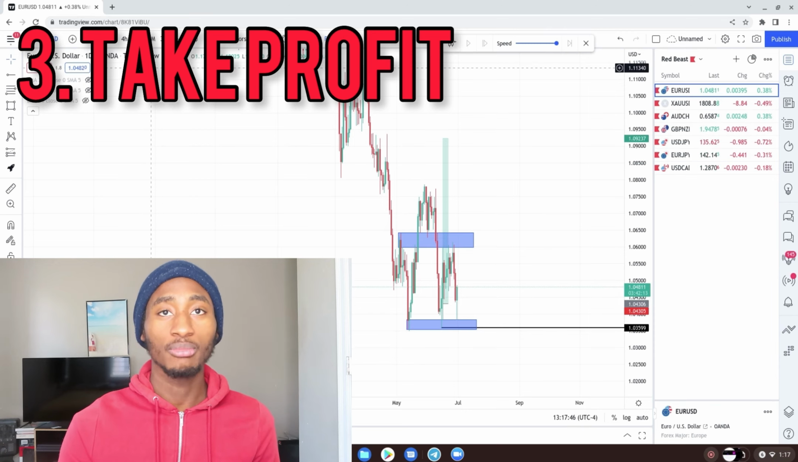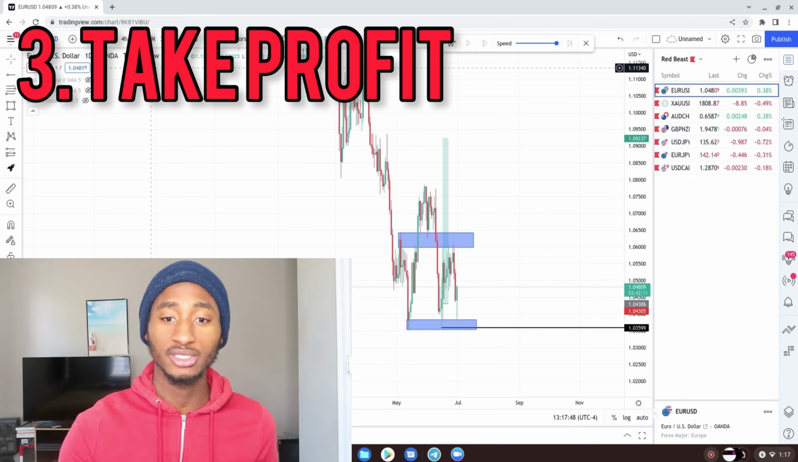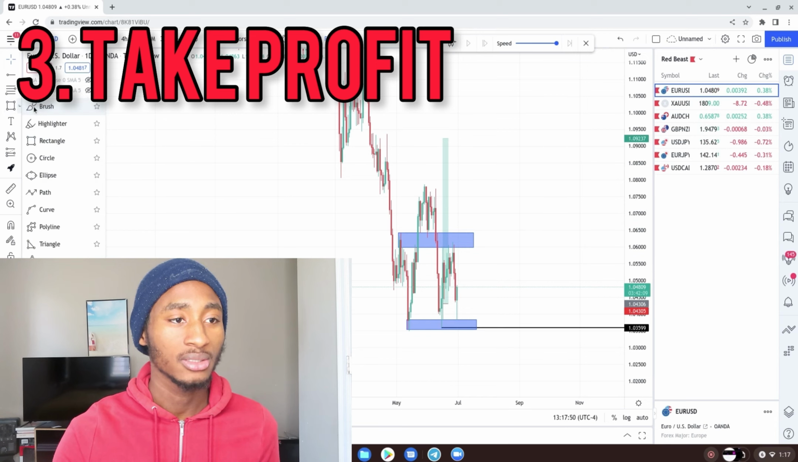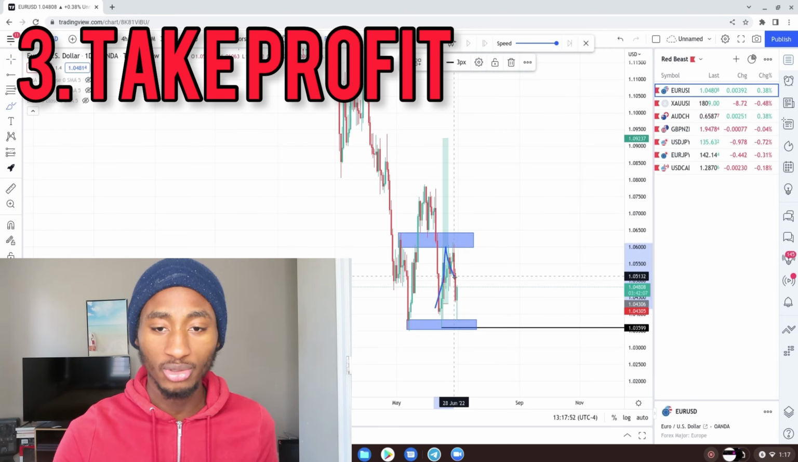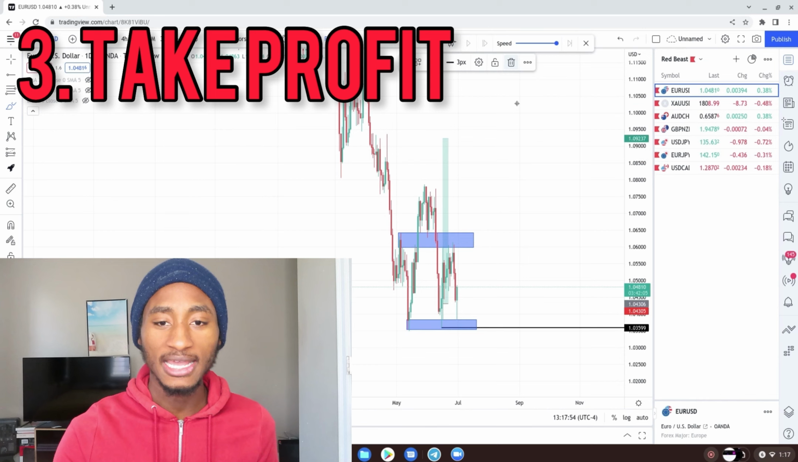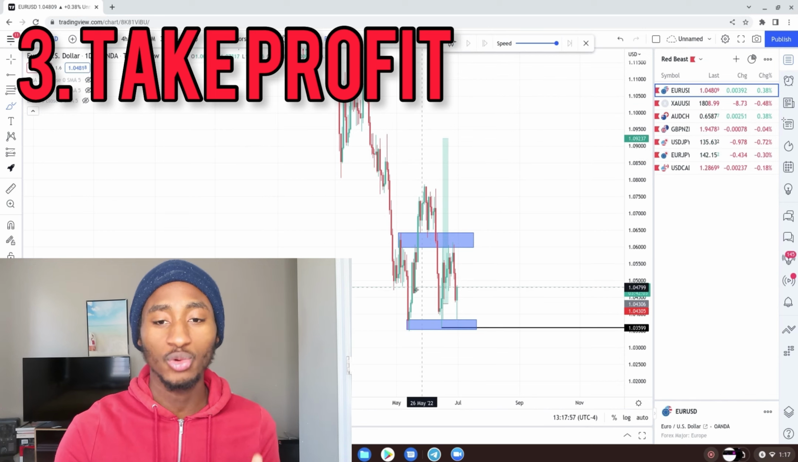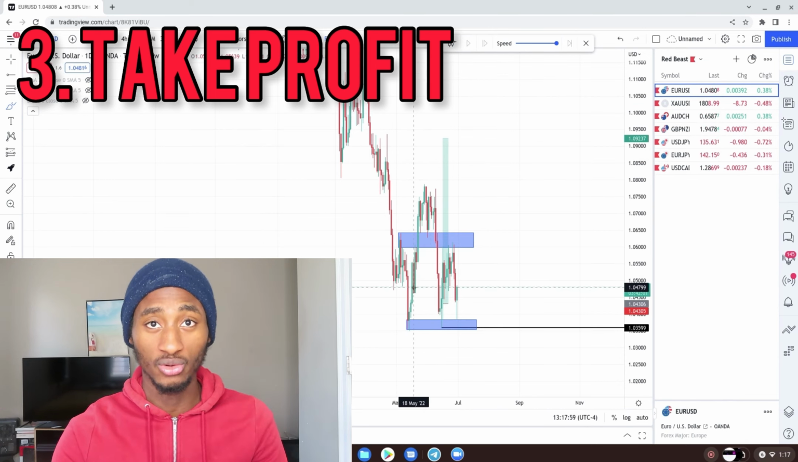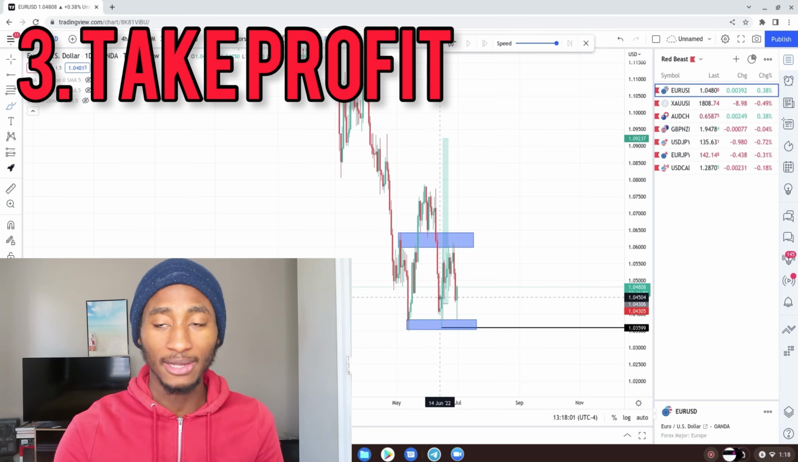retest, but you don't know how strong it is, because most of the time it will come to that level and probably come a little bit down and shoot up. But the fact that that's a strong level, it will retest. You want to get out at that specific zone, right? It doesn't matter, just get out.